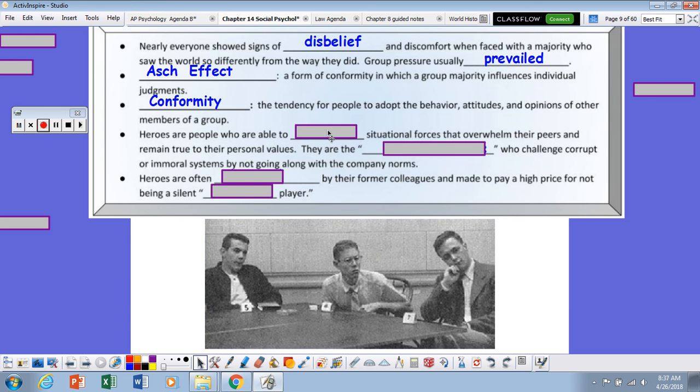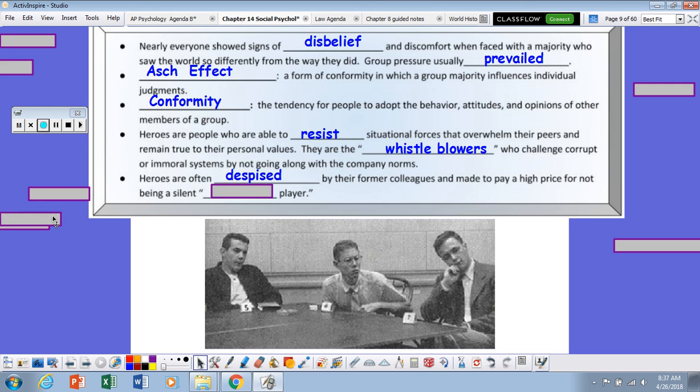Heroes are usually people who are able to resist situational forces that overwhelm their peers and remain true to their personal values. They are sometimes the whistleblowers who challenge corrupt or immoral systems by not going along with maybe a company's norms. Heroes are often despised by their former colleagues and are made to pay a high price for not being silent as a team player.